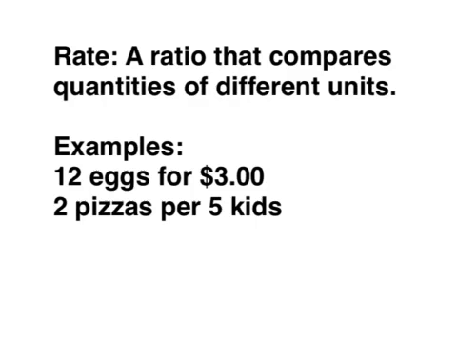So some examples would be 12 eggs for $3. Eggs and dollars are different units, and we're comparing them. Another example might be 2 pizzas per 5 kids. Something about rates, they often use this word per.